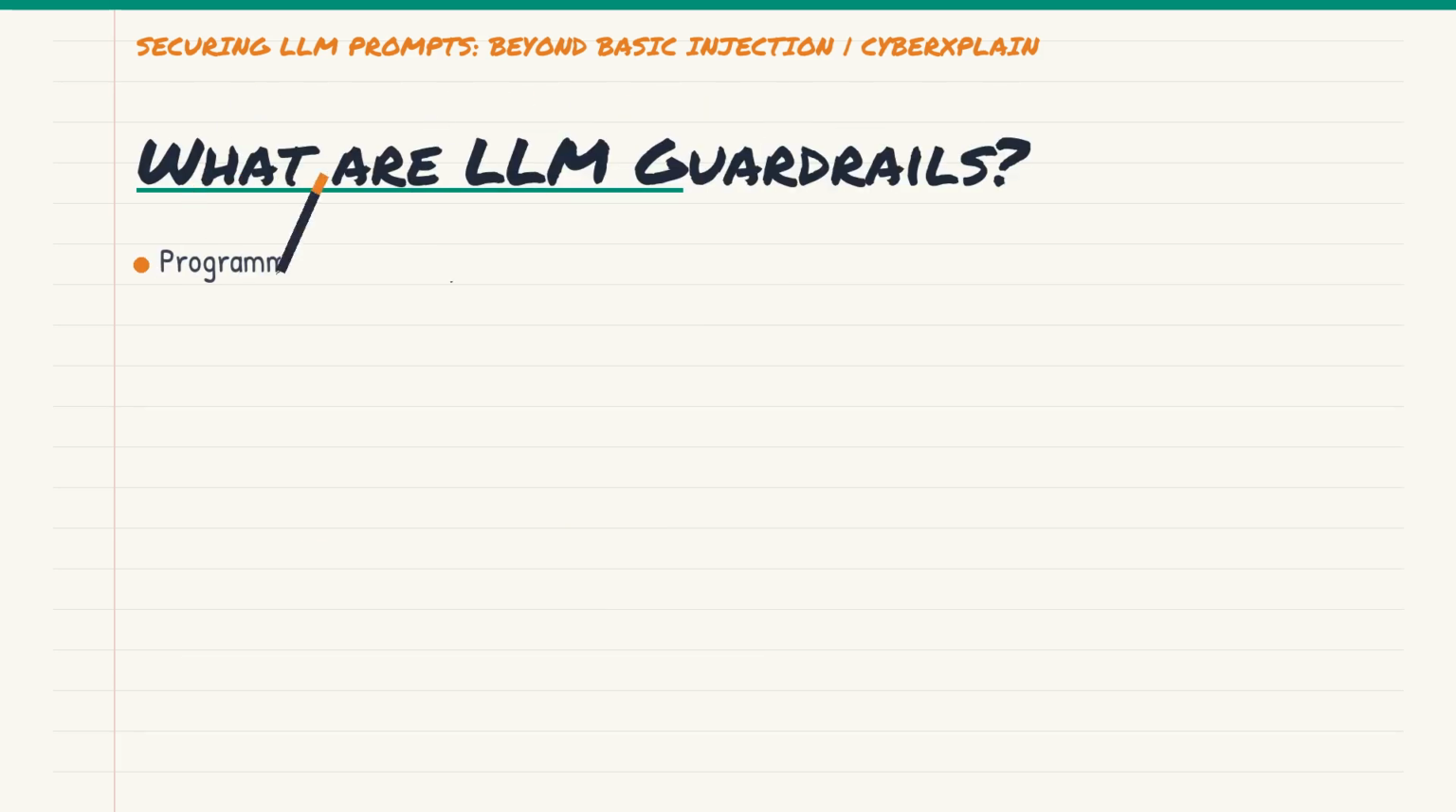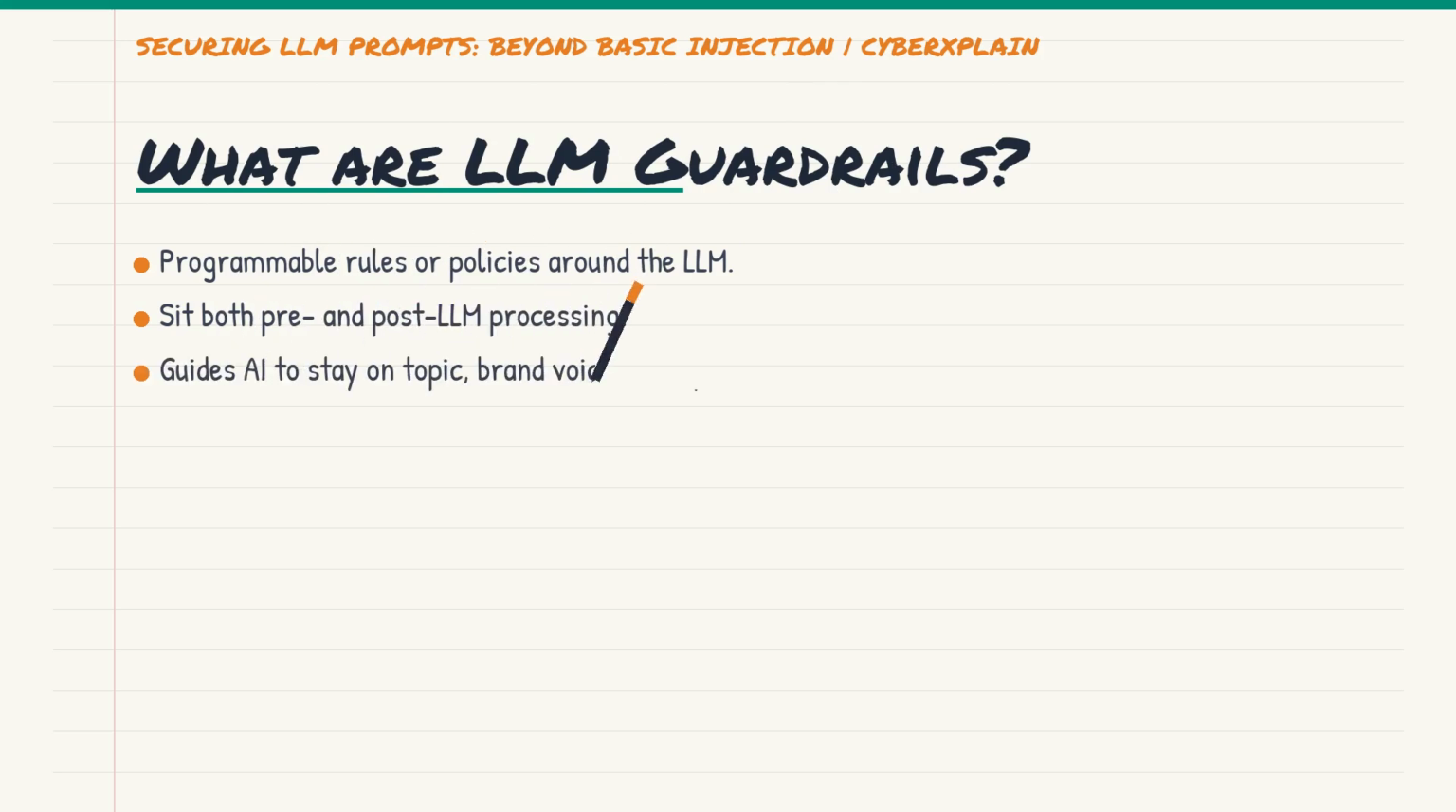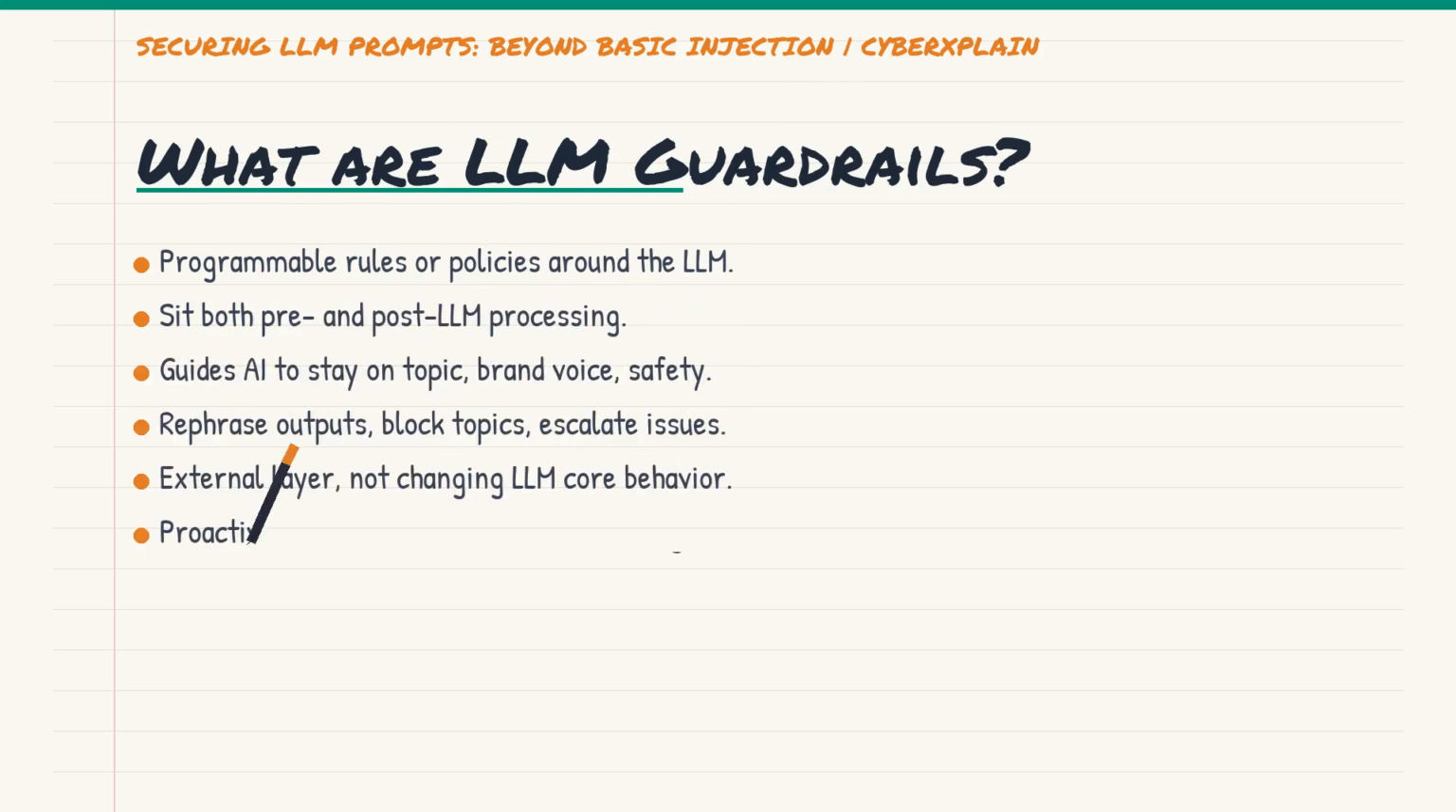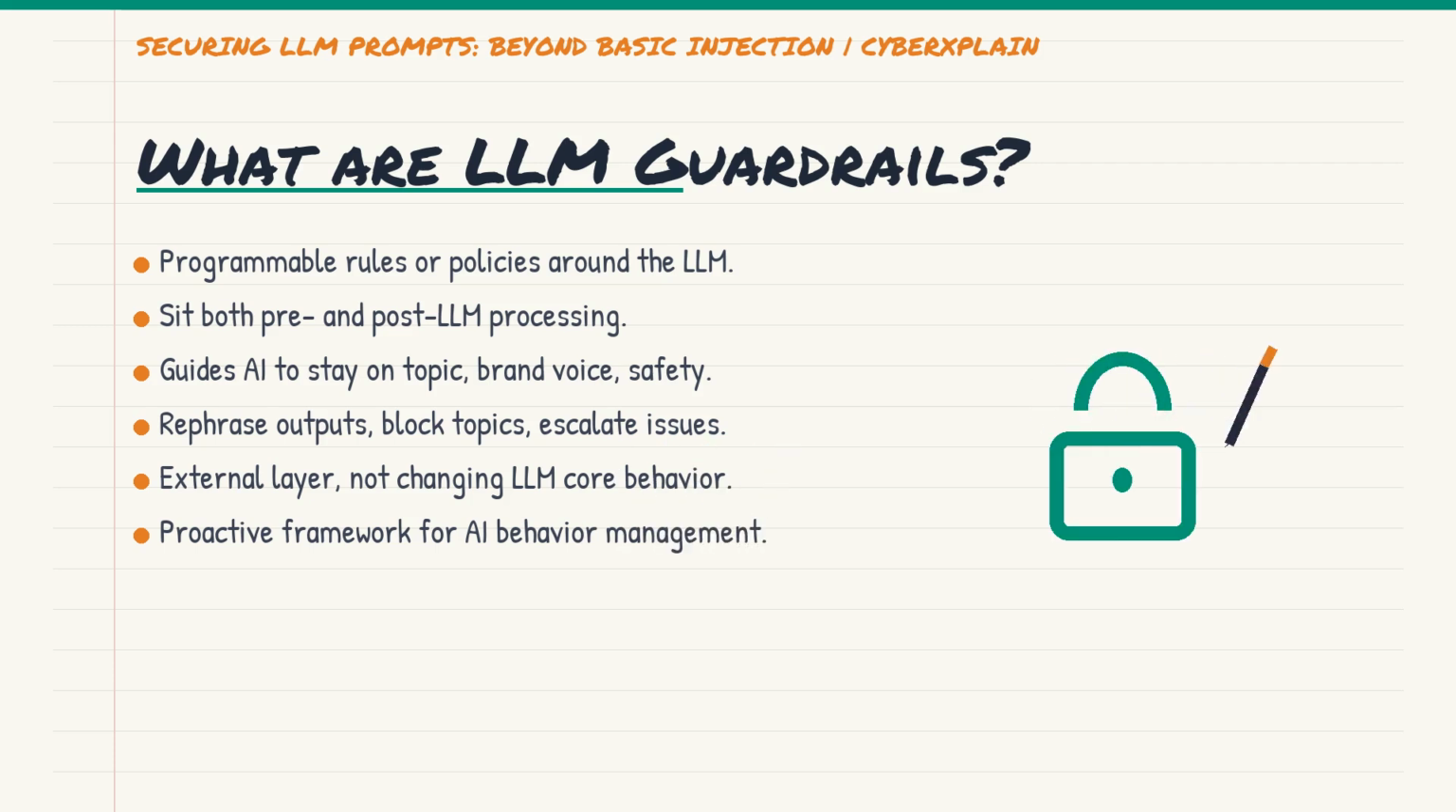Beyond input validation and sandboxing, we have LLM guardrails. Think of these as a set of programmable rules or policies that sit around your LLM, both before and after it processes an input. These guardrails aren't trying to change the LLM's core behavior, they're an external layer that guides it. They ensure the AI stays on topic, adheres to brand voice, and, critically, follows safety and security rules. They might rephrase outputs, block certain topics, or escalate suspicious interactions. It's a proactive framework designed to steer your AI clear of trouble.